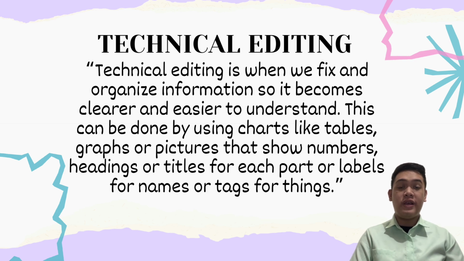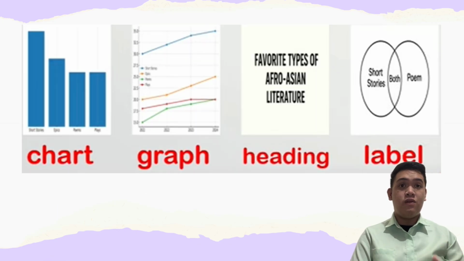Technical editing is when we fix and organize information so it becomes clearer and easier to understand. This can be done by using charts like tables, graphs, or pictures that show numbers, headings, or titles for each part, or labels for names or tags for things. Sometimes it's hard to understand when it's all just words. But if there is a chart showing the amount of rainfall, it becomes much easier for us to see and understand. We can immediately notice that when there is more rain, there's also a bigger harvest.